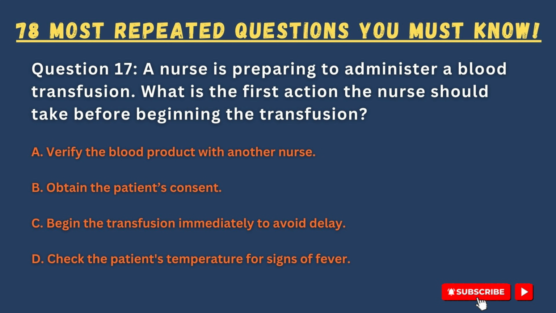Question 17. A nurse is preparing to administer a blood transfusion. What is the first action the nurse should take before beginning the transfusion? A. Verify the blood product with another nurse. B. Obtain the patient's consent. C. Begin the transfusion immediately to avoid delay. D. Check the patient's temperature for signs of fever.